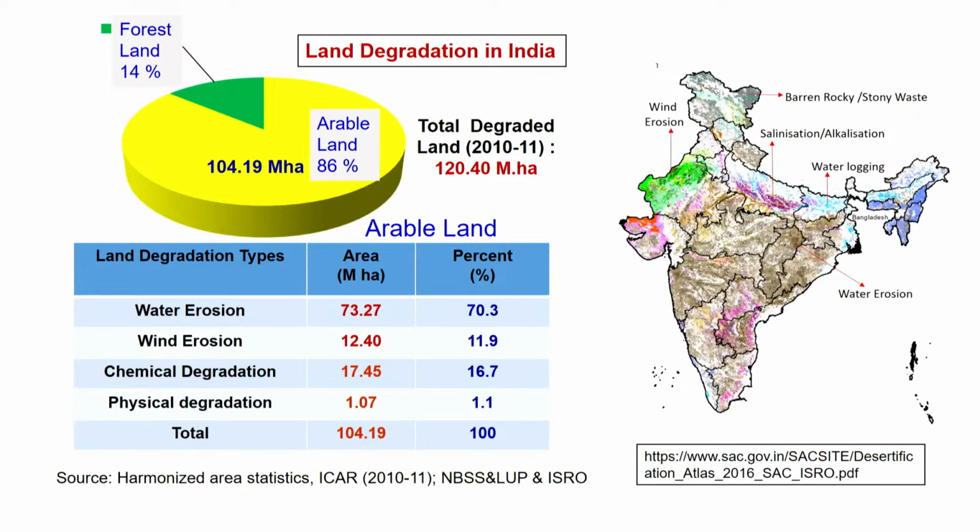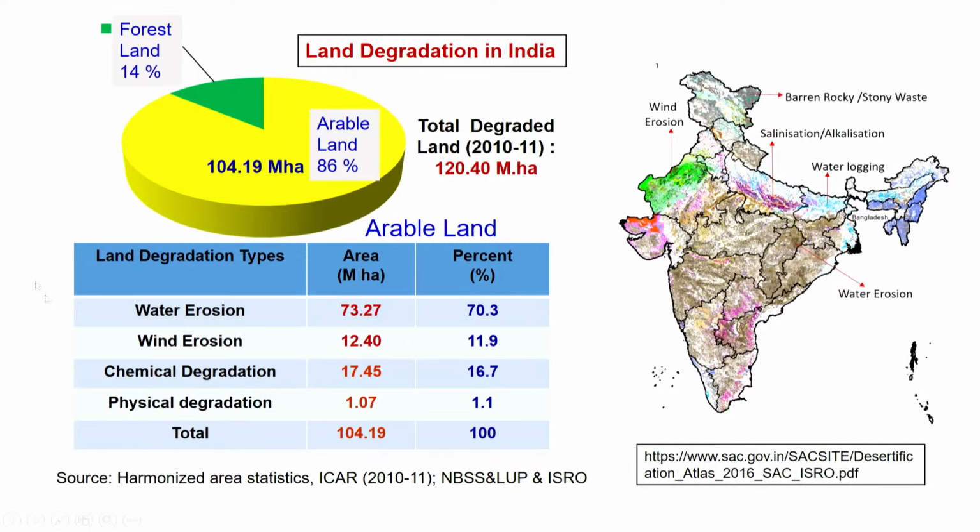Now, in soil mapping you also have to map the degraded lands. Here in India the total degraded land is 120 million hectares, and our country's total geographical area is 328 or 329 million hectares. So you can say one third of our country is degraded.